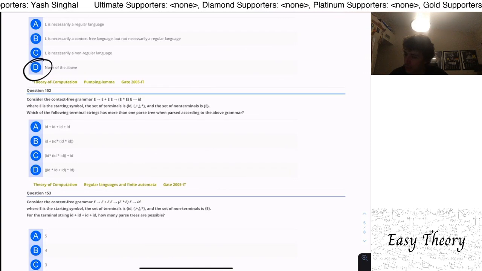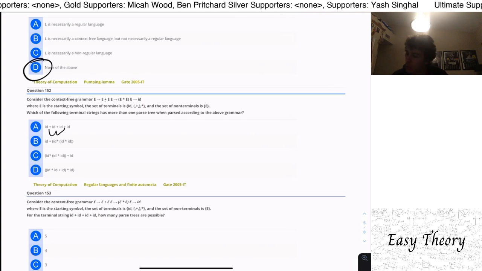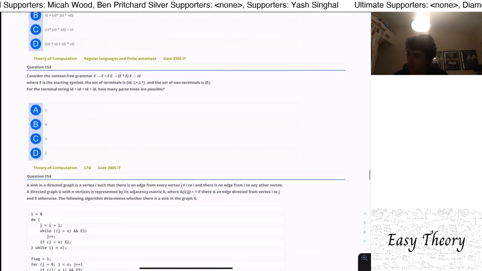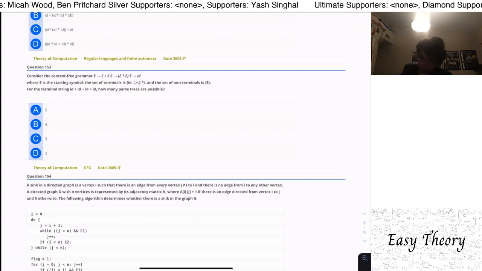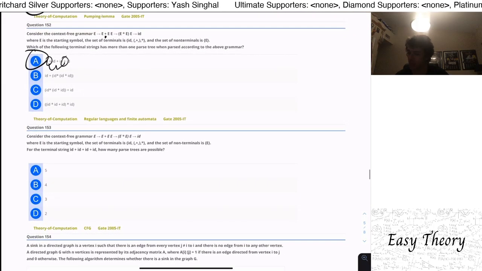So we have a CFG here. Which of the following non-terminal strings has more than one parse tree when parsed with this grammar? So I think it's not the first one. Oh, no. It must be the first one because it's the same operator multiple times. So we could do the plus starting at the end or at the beginning. So it's A in this case. It's just asking whether this grammar is ambiguous and showing which string shows that it's ambiguous.